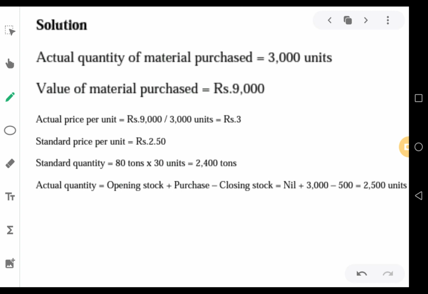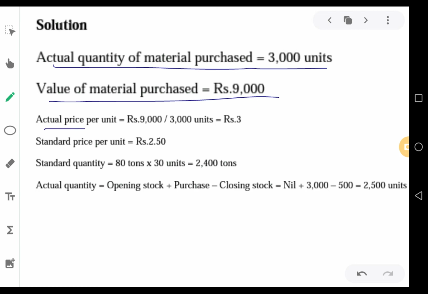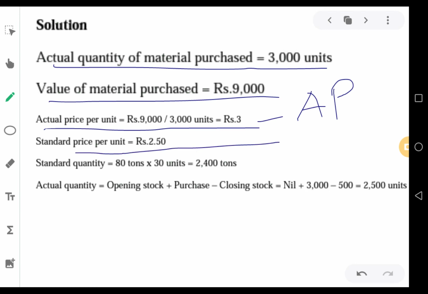Let's do that here. Actual quantity of materials purchased is 3000 units, value of materials purchased is 9000. So as I said, actual price per unit is calculated by dividing 9000 rupees by 3000 units. That means the actual price you got is rupees 3. Then standard price is given in the question itself, 2.50, that is standard price or standard rate.